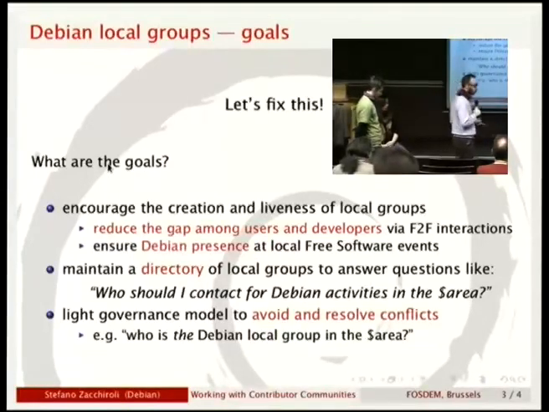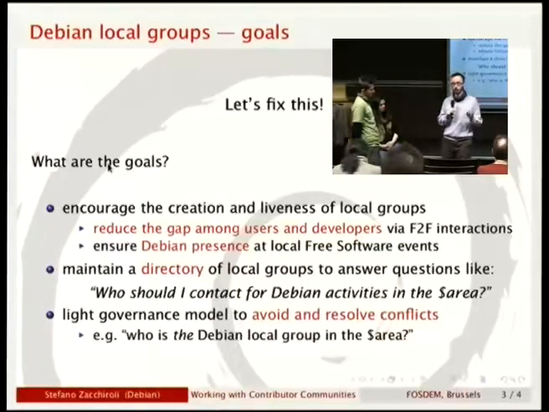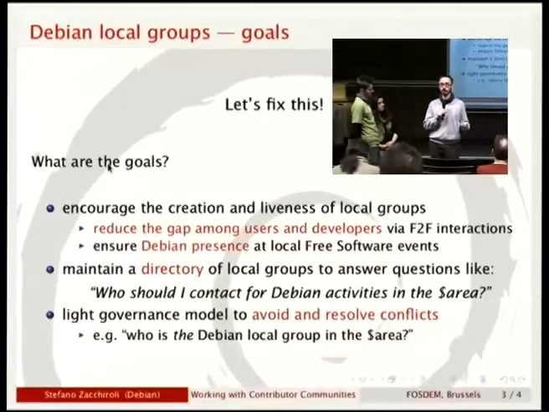And the third problem we'd like to solve with a more organized structure is to have some mechanisms to avoid conflict. For instance, we want to avoid a situation in which, for a specific area of the world, a specific country or a specific region for very big countries, there are two competing groups saying, I want to be the local Debian group, so who is winning? We want to avoid this kind of conflict, but if it ever arises, we want to have a light governance model that helps us in fixing that.